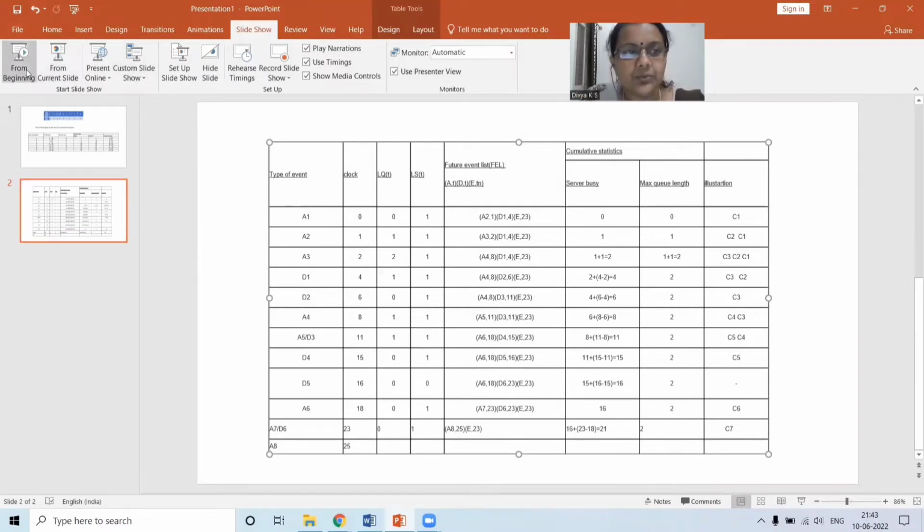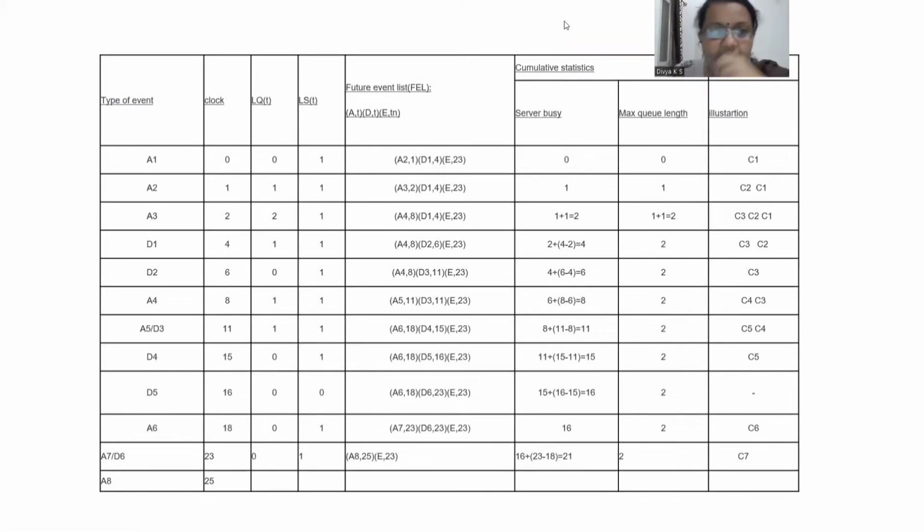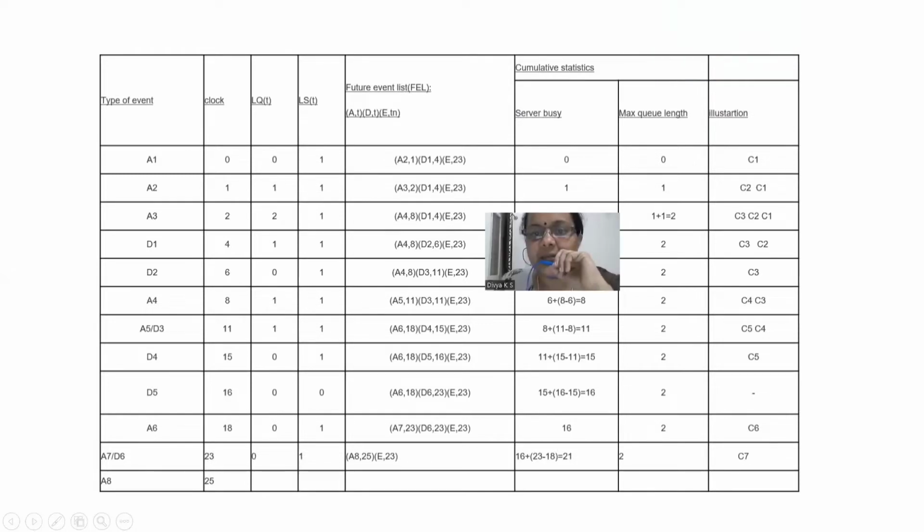So now, while writing this table, you have the entries of first the type of event, clock, L of QT, L of ST, future event list FEL, and the cumulative statistics. Okay, and here come the server busy, maximum queuing, and illustration. Okay, these are the entries in the table.